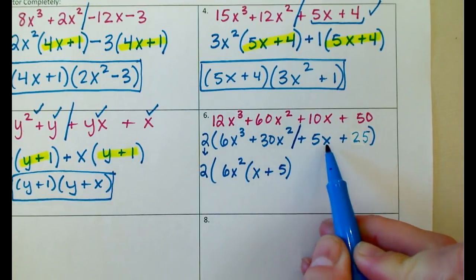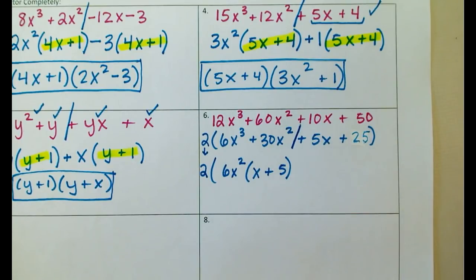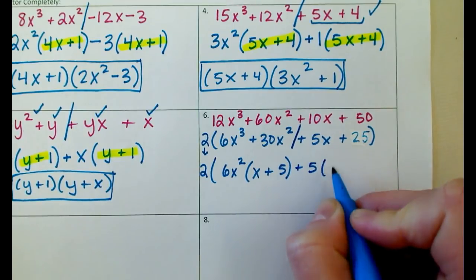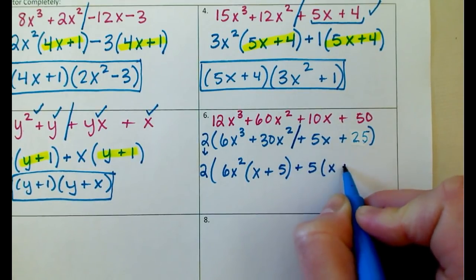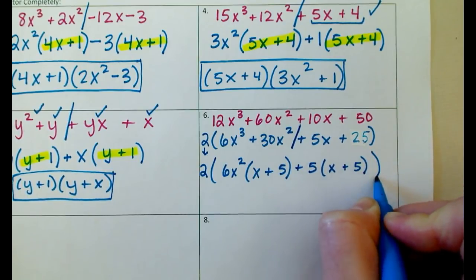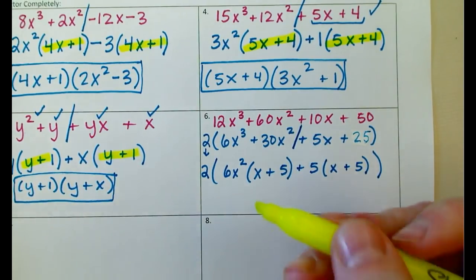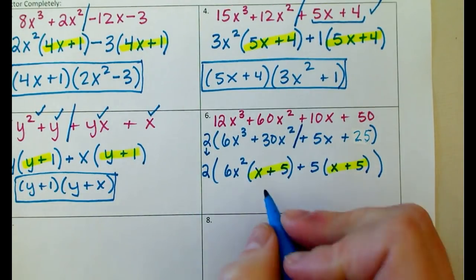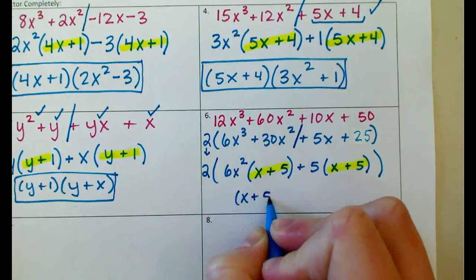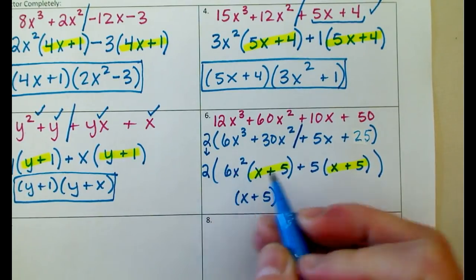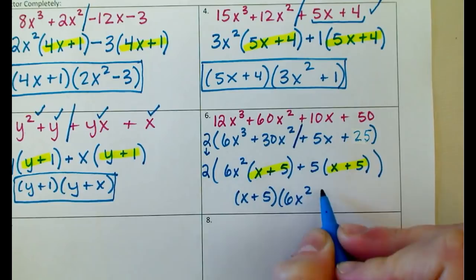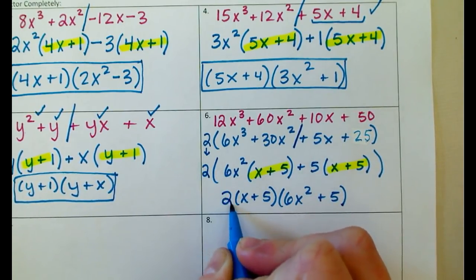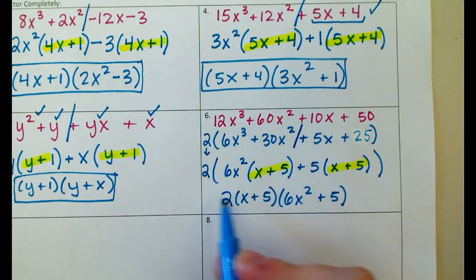Looking at these next 2 terms here, between 5x and 25, I have a positive 5 in common. This would leave behind x plus 5. Notice, once again, I've got my GCF between these 2 terms. So x plus 5, and what's left over is 6x squared plus 5. My last part here is my GCF of 2. This is fully factored.